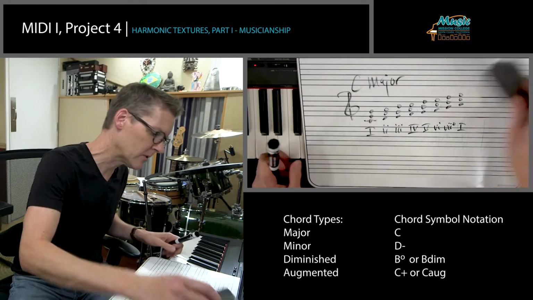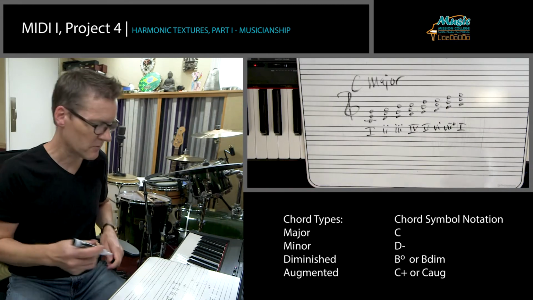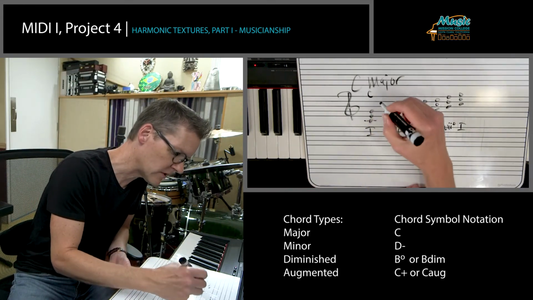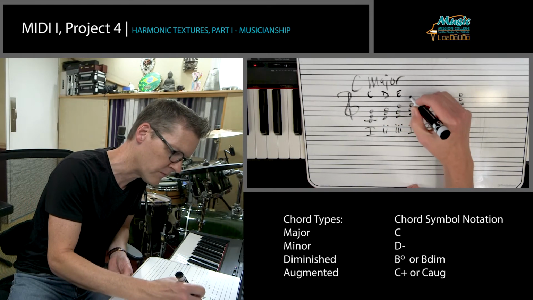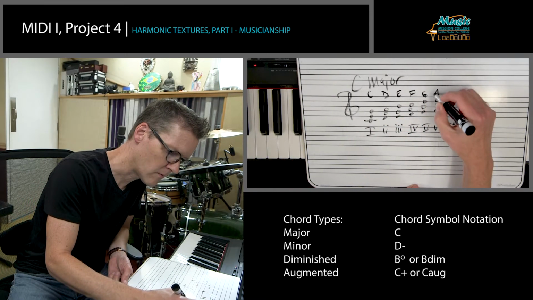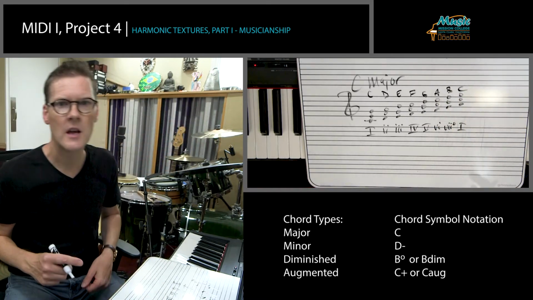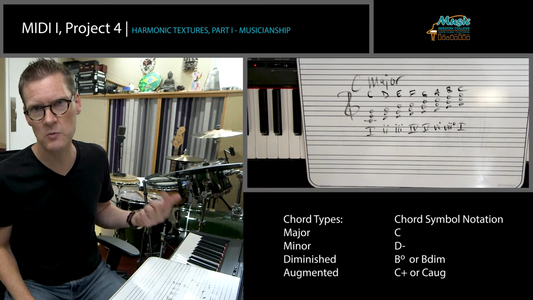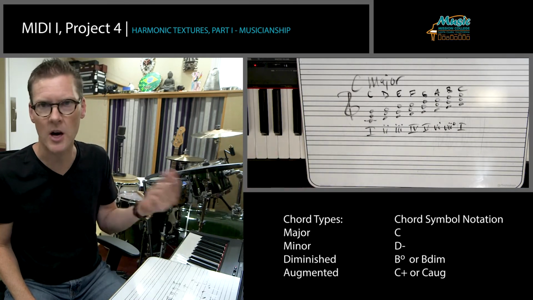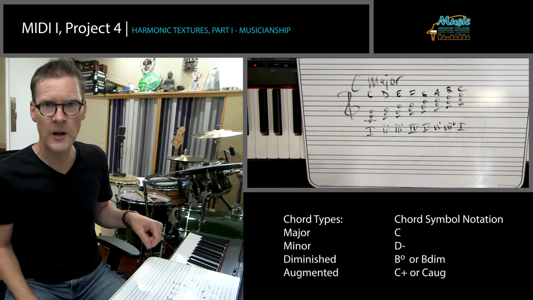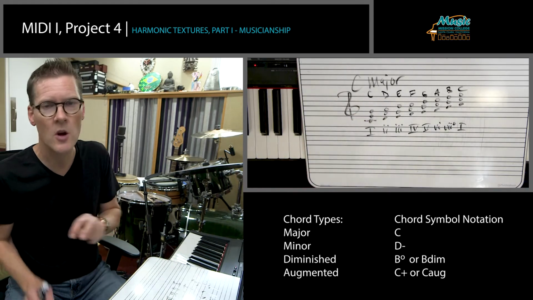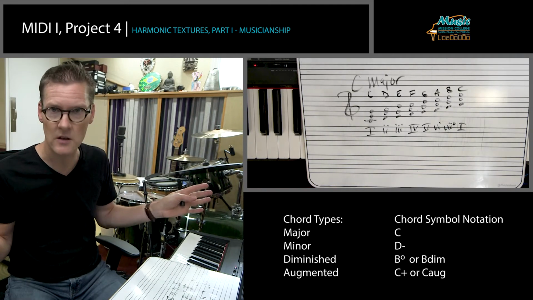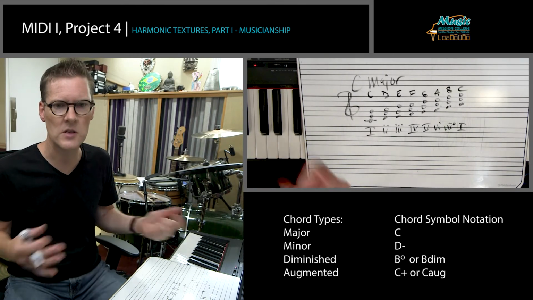And then the more popular, pop music, whatever, chord symbol notation involves writing the root. So that's just the bottom note. Okay. And then adding a suffix. And the suffix is the thing that describes what kind of chord it is, if it's major, minor, augmented, or diminished. And the convention says that if it's a major chord, we don't even need to write a suffix. We can just leave it like it is, just C. And it's understood that C is C major.